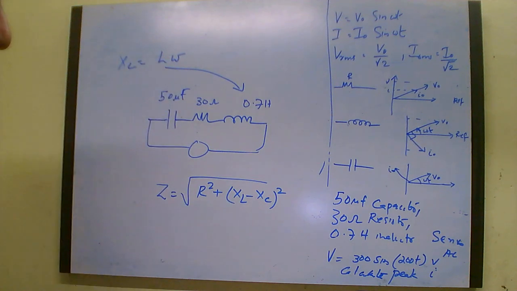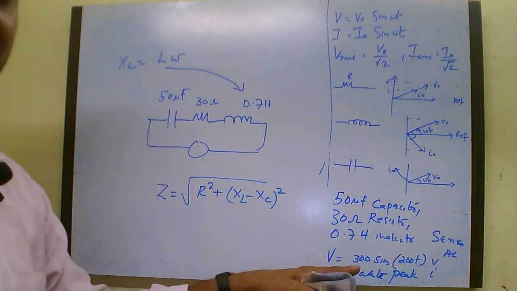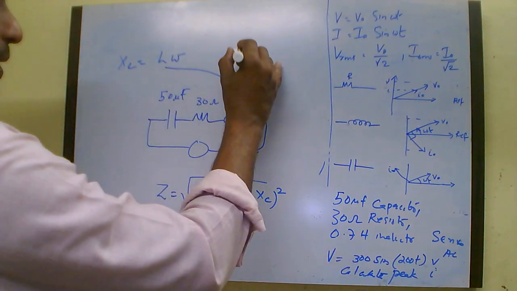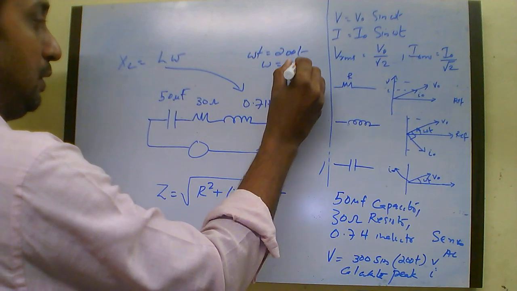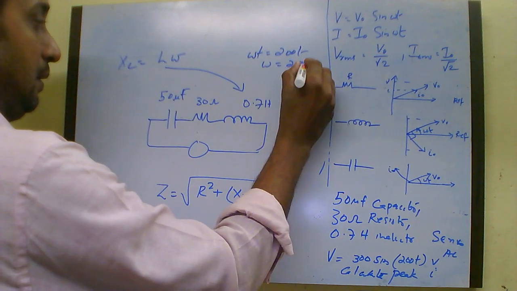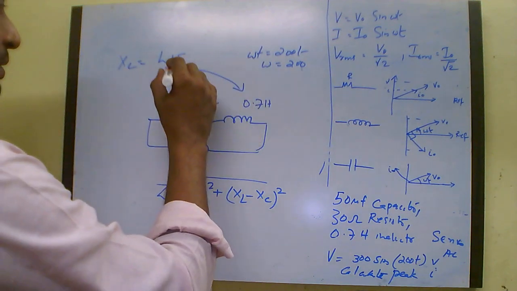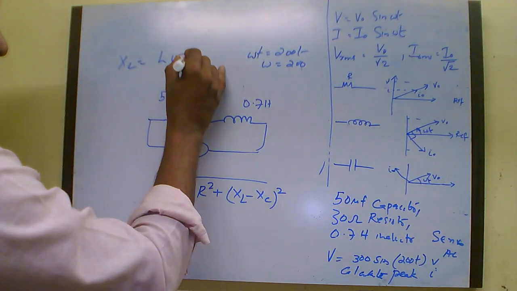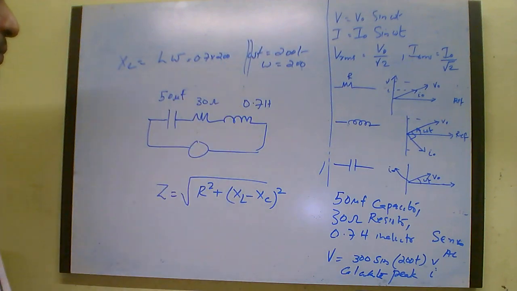How much is omega? You have to find that omega from the applied voltage, which is given as 300 sin 200t. So in place of omega t, it is 200t, so omega equals 200. Now XL will be equal to L times omega, where L is 0.7, so 0.7 times 200. That will be the XL value.